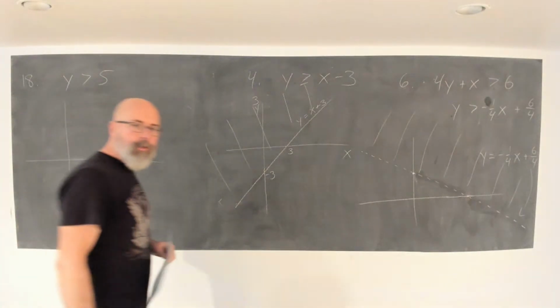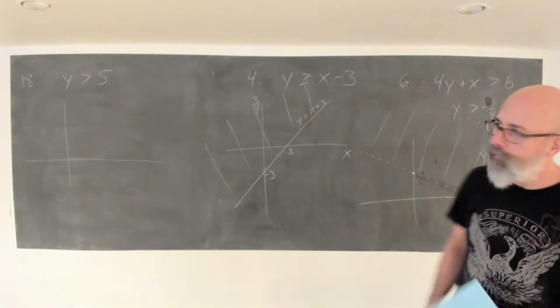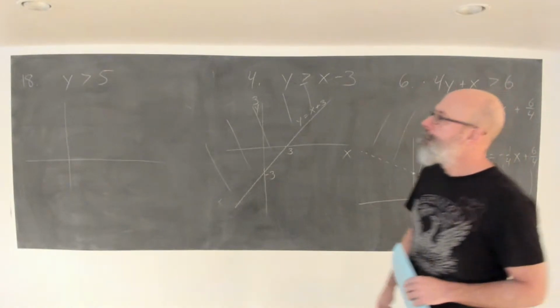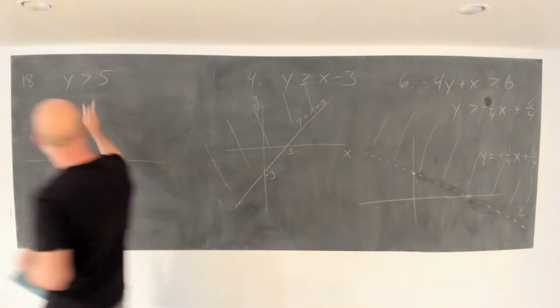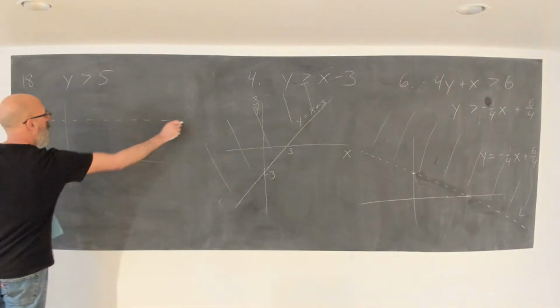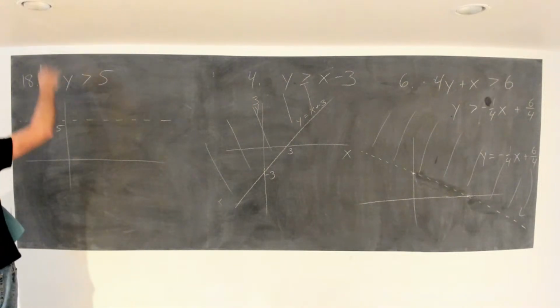Two more examples and then we'll move on to combining several of these. Y bigger than 5. Well, y equals 5 is this horizontal line, and we want everything above.